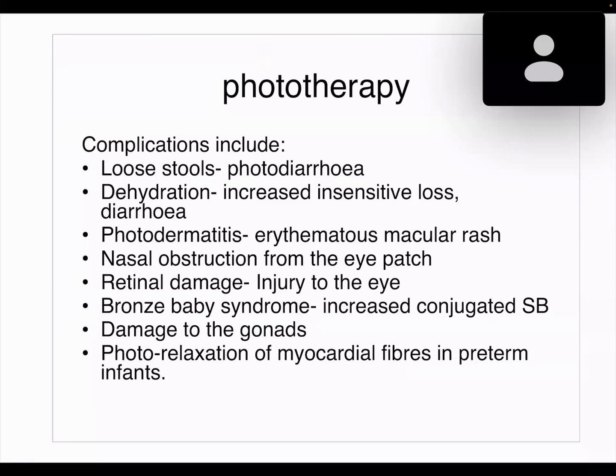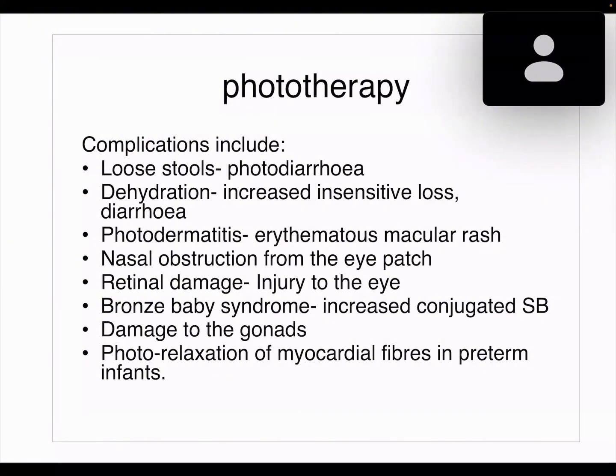Now, complications of phototherapy. There are different complications. Like we all know, almost all drugs have side effects. So it's almost similar in this case. But in the case of phototherapy, they usually tend to resolve on their own, without any treatment. Sometimes you notice that the baby is passing excessive stool, which is a result of the therapy. Sometimes you notice that the baby is dehydrated because of the exposure to light. So we tend to advise our mothers to increase breastfeeding every 2 hours.